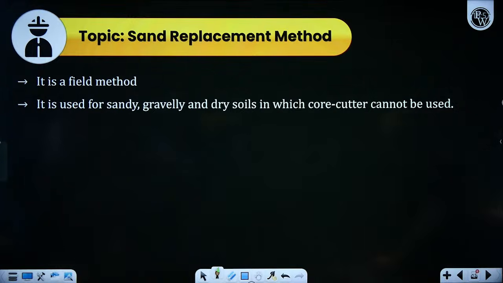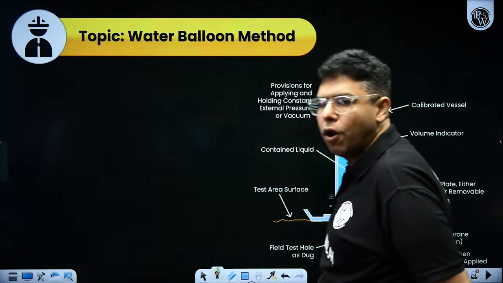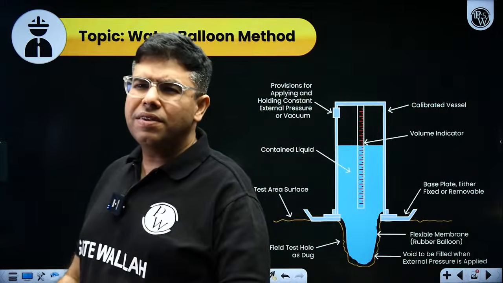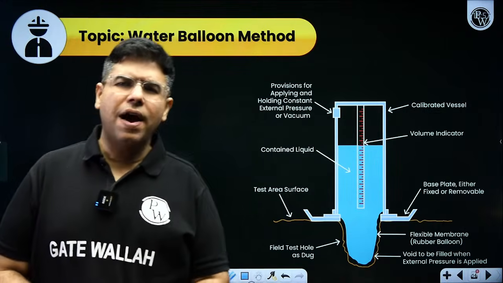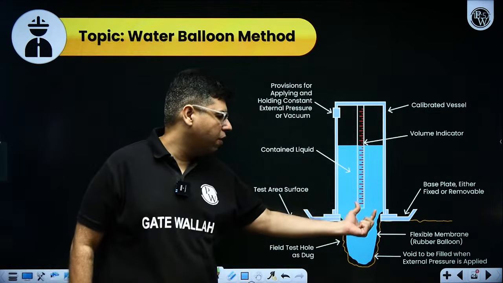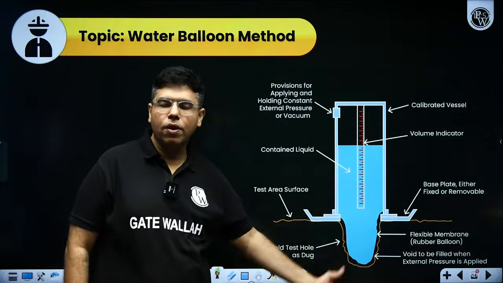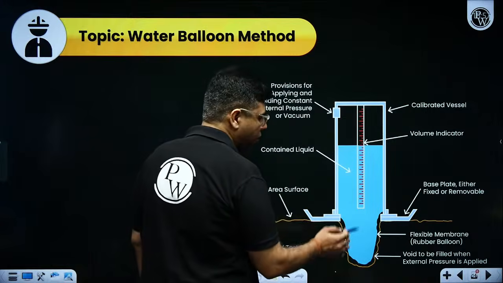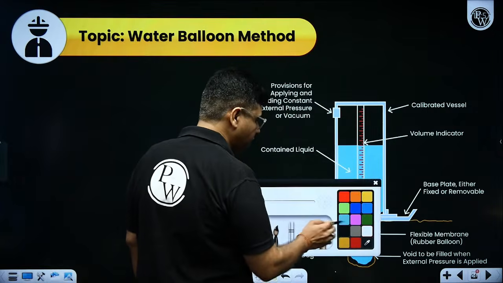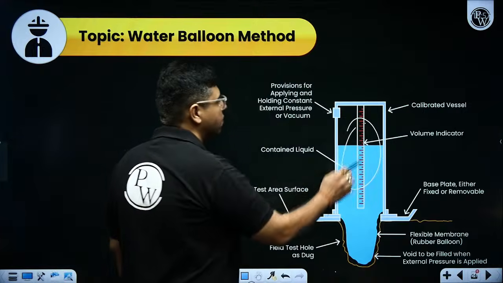Okay. Let us see the last method, that is the water balloon method. It is similar to the sand replacement method. Just to find out the volume of the pit, we will use this water balloon. Here I have an apparatus which is already filled with water.